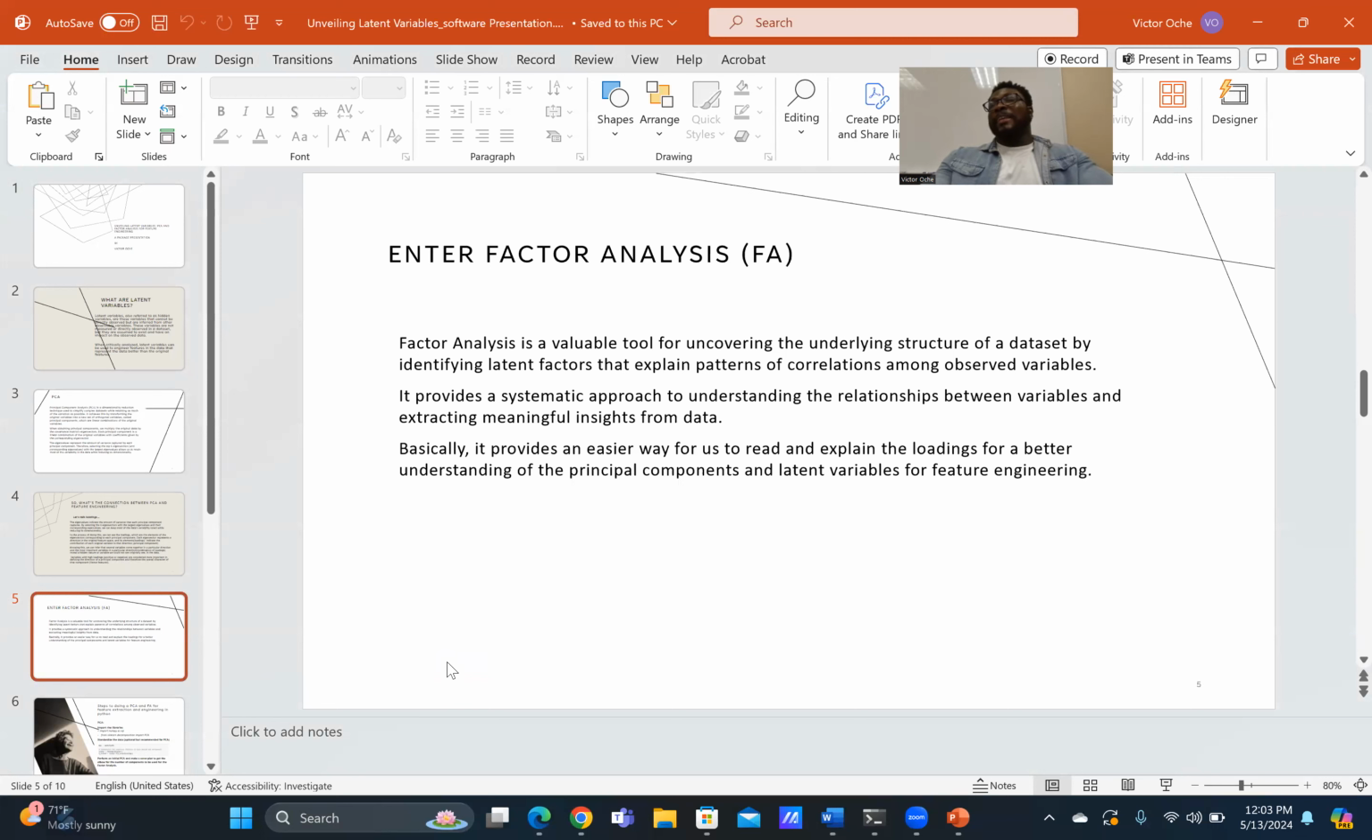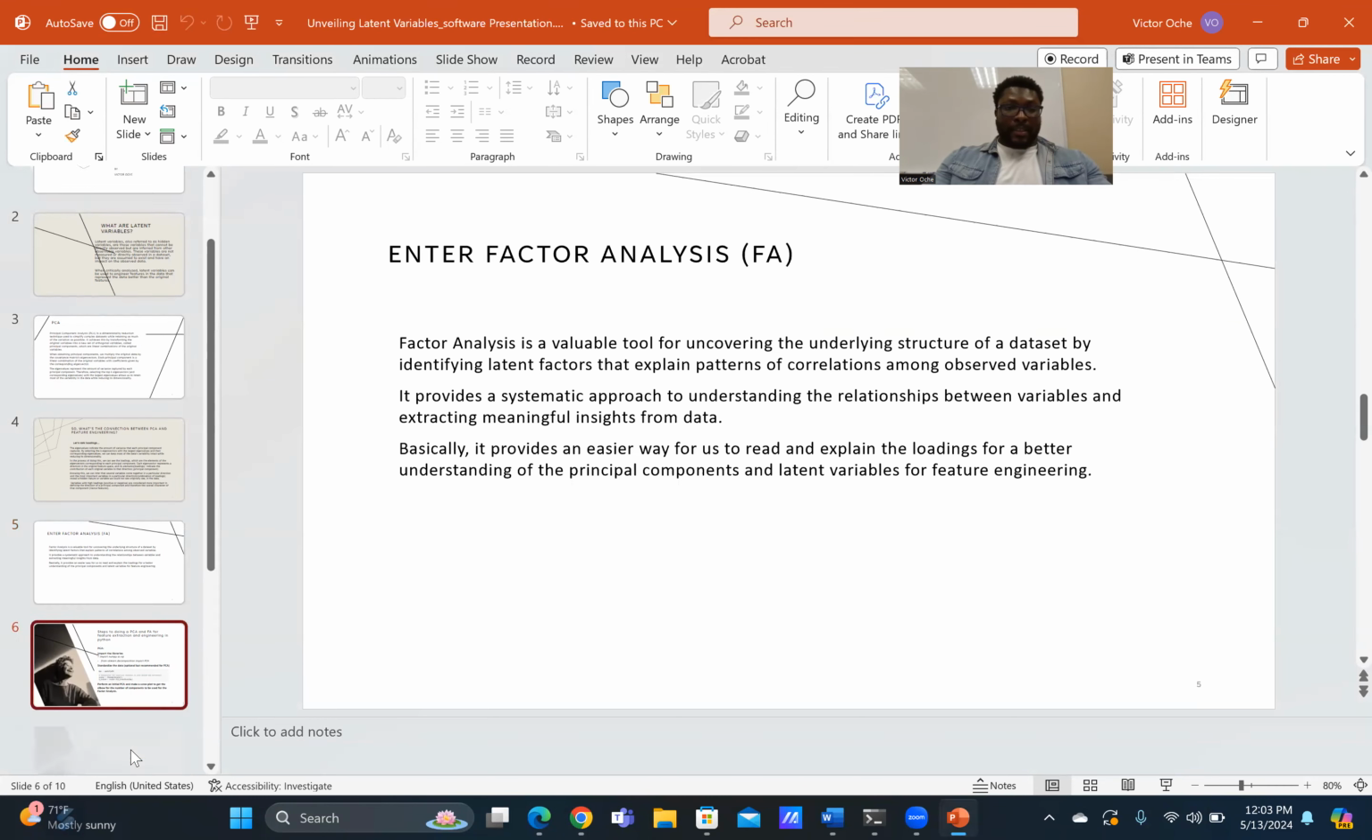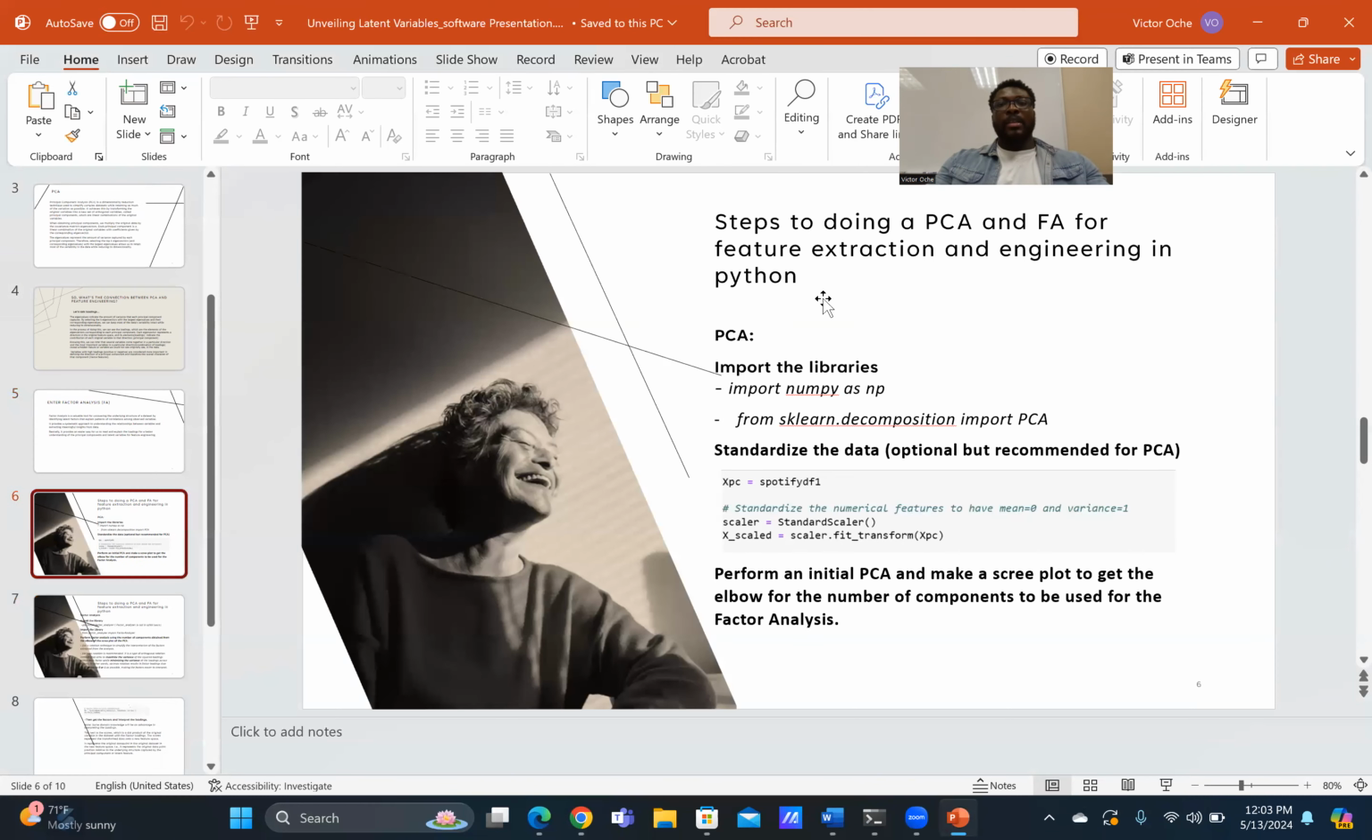When you do a PCA and you get the PCA components, sometimes it's difficult to read. For you to really understand what the PCA is saying, you do a factor analysis to see what the loadings are saying. That's an easier way to understand the loadings and then use it for feature engineering. So, steps to doing a PCA and FA, factor analysis, for feature extraction and engineering in Python.